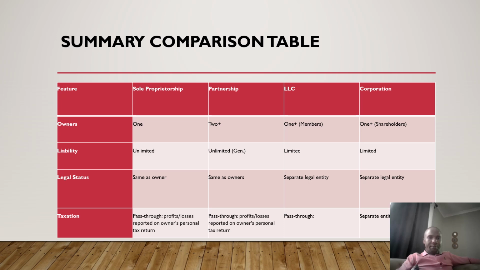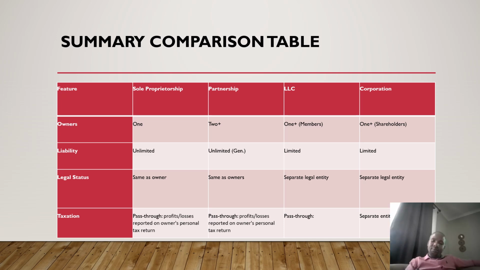In terms of taxation, we say sole proprietorship and partnership have a pass-through where profits and losses are reported on owners' personal tax returns, while limited liability company has partial pass-through where some can be separated, and for corporation, it is a separate entity where the personal tax returns are separate from those of the business entity. Okay, we move on.